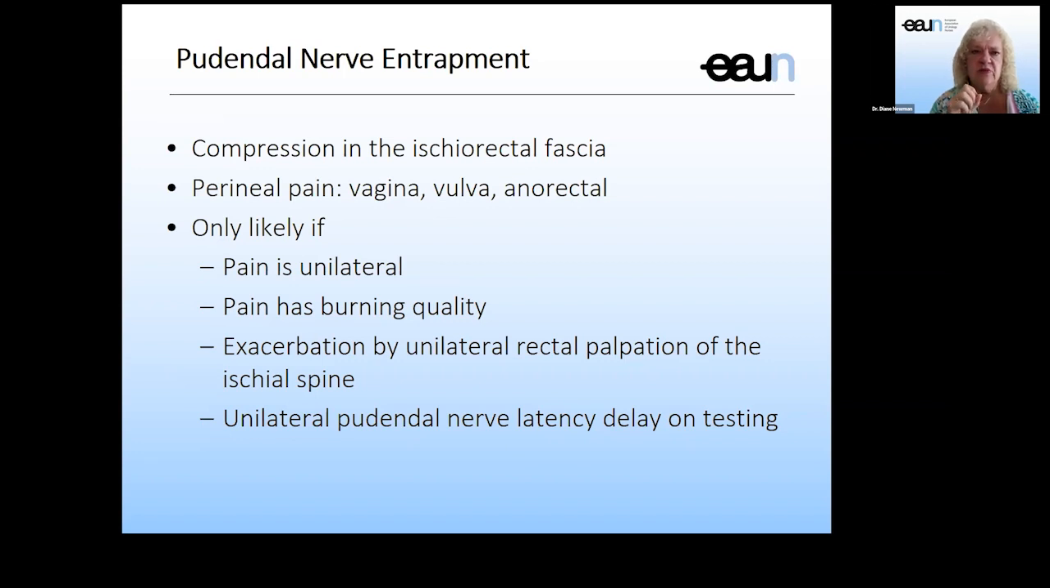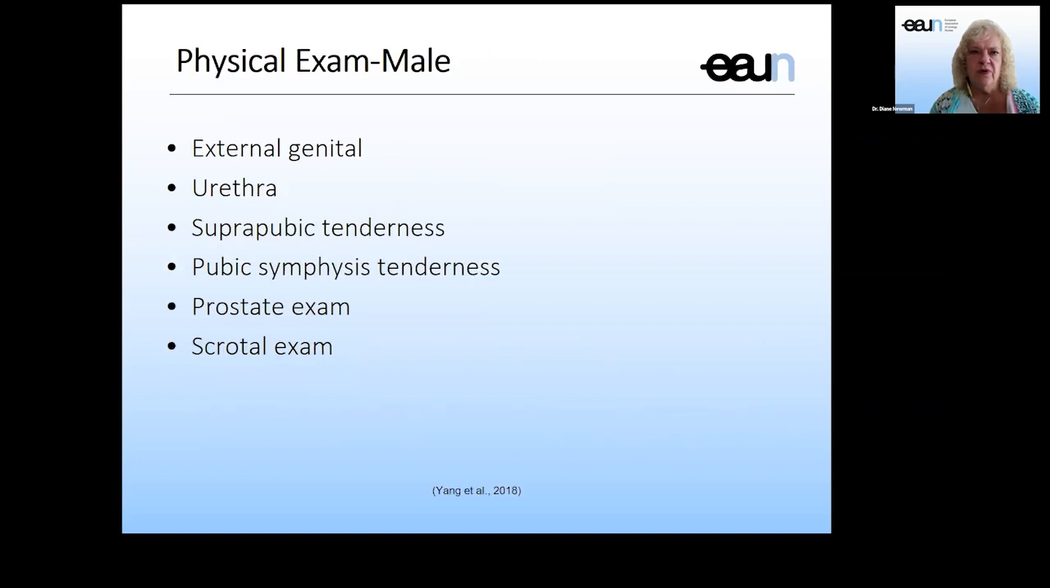And this can be tested with some of your urodynamic equipment. This is rare though, but it's something to think about in someone who has chronic pelvic pain. Has this assessment been performed?